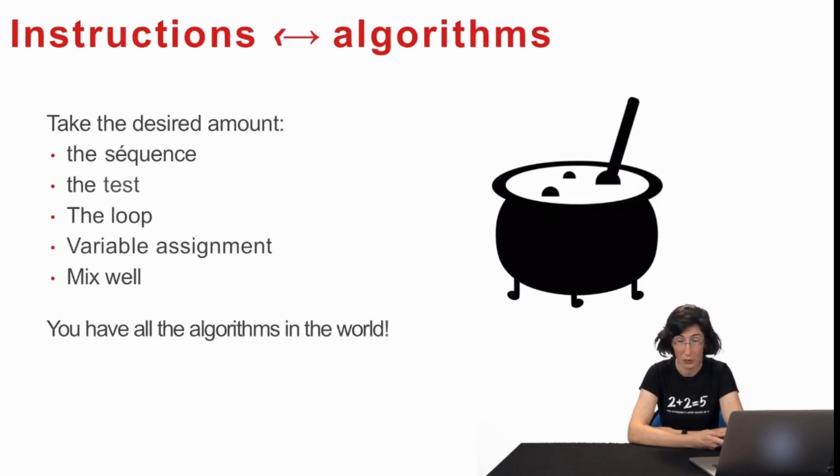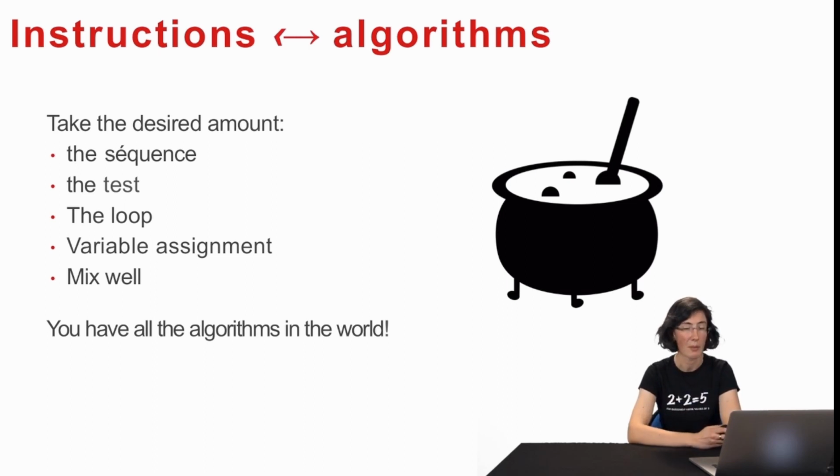So with all those instructions, the sequence, the test, the loop and the variable assignment, all the algorithms in the world can be done. Just take all those instructions, in any way you like, as much as you like, and you obtain any kind of algorithm. So you just need to know these instructions to be able to do anything in algorithmic.